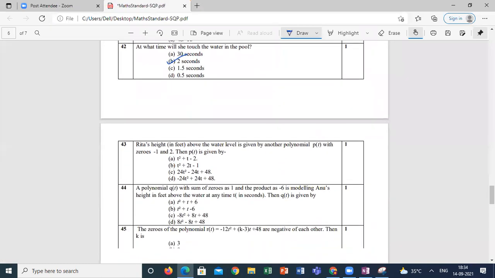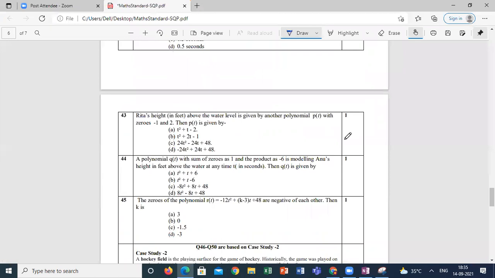Preeta's height above the water level is given by another polynomial p of t with the zeros minus 1 comma 2. Then p of t is, in this case, x square minus sum of the zeros plus product of the zeros. This will be x square minus 1 plus 2 is plus 1. So minus x minus 2. Where x is t. T square minus t minus 2.